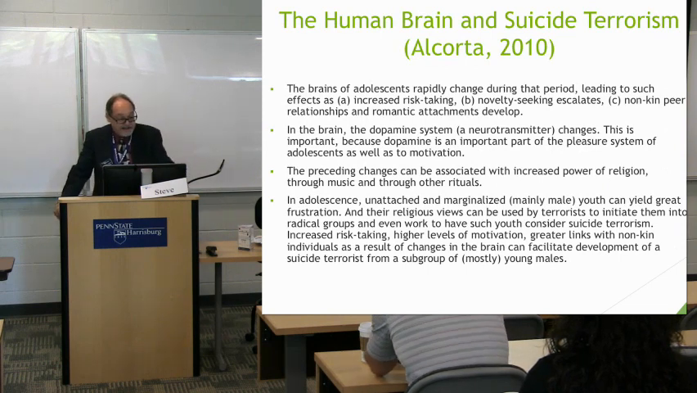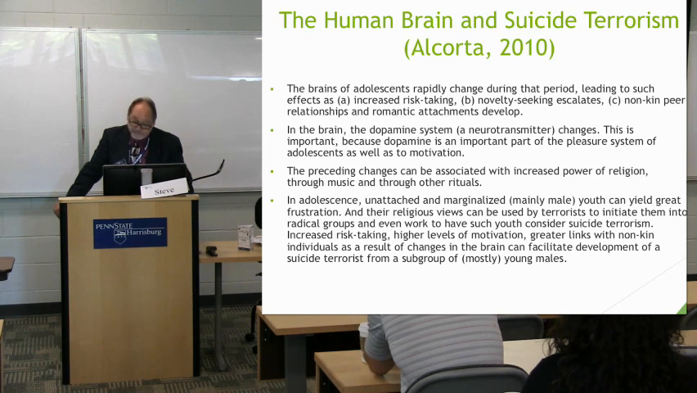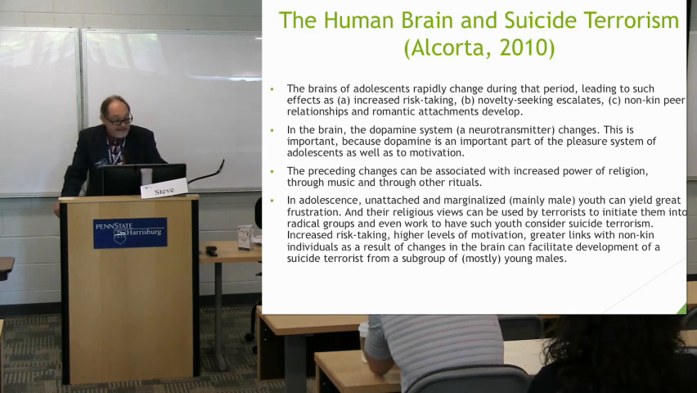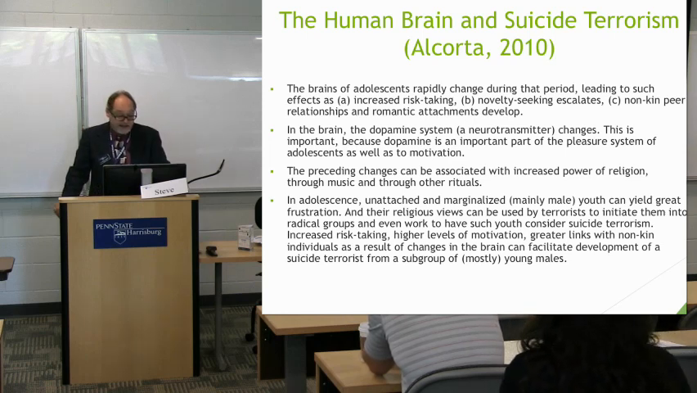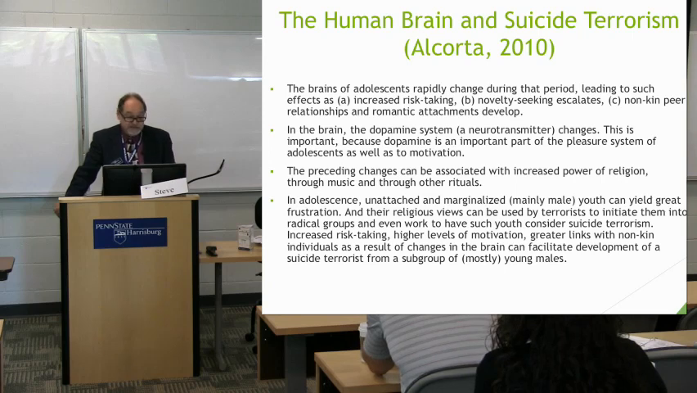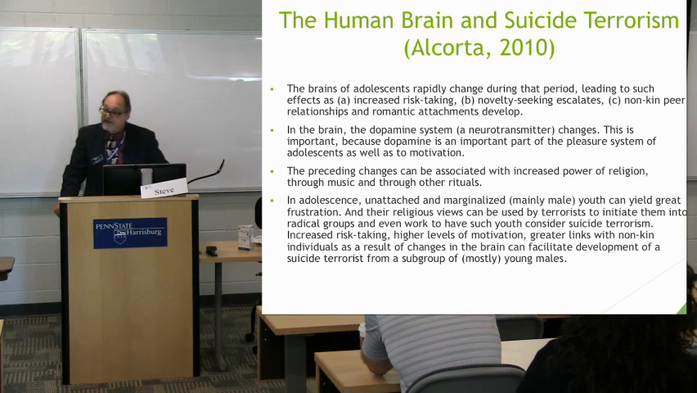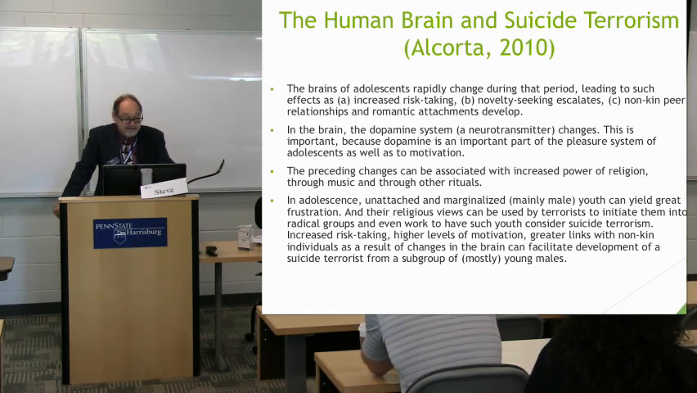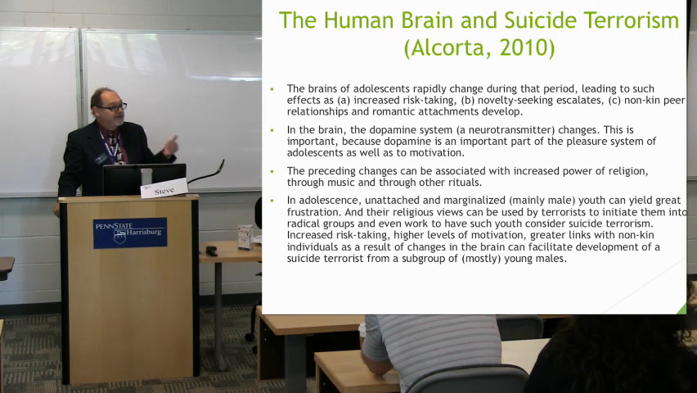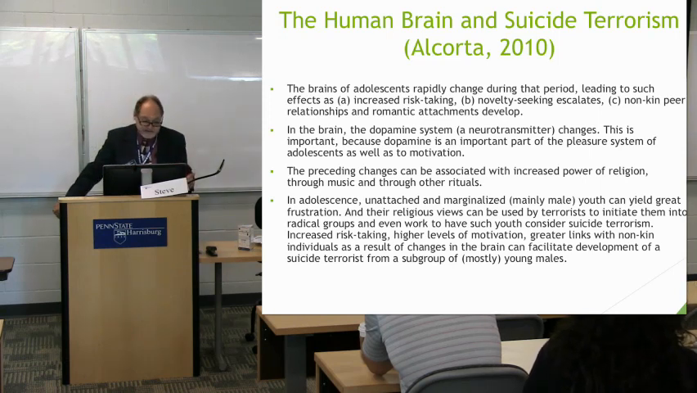Al-Qarda has a somewhat more exotic argument, and it focuses more on the human brain. He argues that brains of adolescents go through rapid change during adolescence, leading to increased risk-taking, more novelty-seeking, non-kin peer relationships, and romantic attachments. In the brain, the dopamine system, a neurotransmitter, changes, and it's associated with the pleasure system of adolescents and adults, and with motivation. So what we have is people who are more motivated to take risks, to seek out new experiences, and the motivation is reinforced by a sense of pleasure for these things.